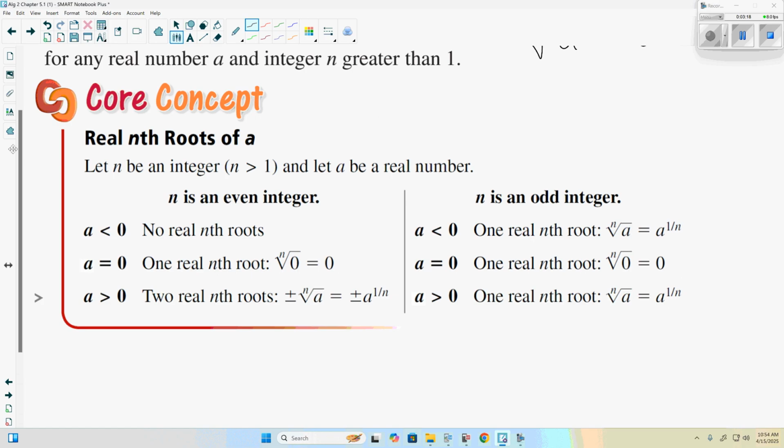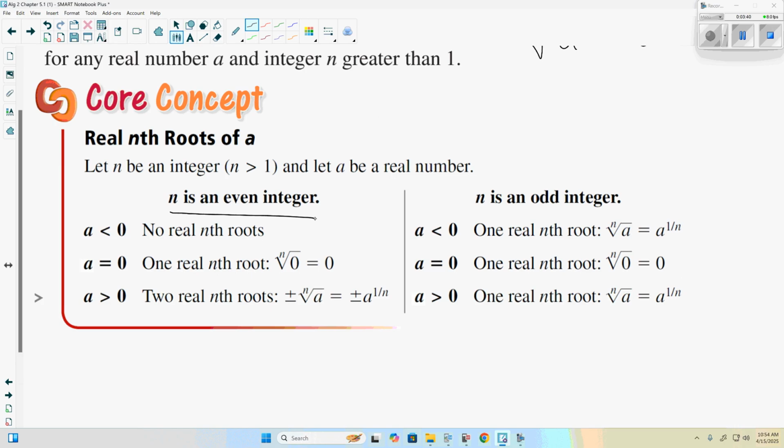Nth roots, real nth roots. The main thing we'll focus on in this chapter is the real roots of a solution, or the real values. We're not going to focus so much on the imaginary or complex ones. We're mainly focused on the real ones. Now, if the root we're taking is an even integer, so we're taking the square root, the 4th root, the 6th root, the 8th root, the 10th root.